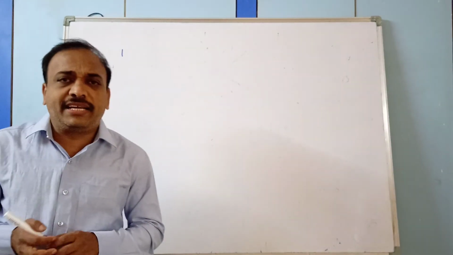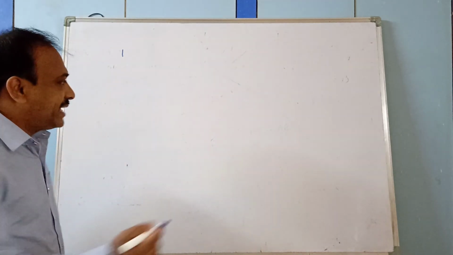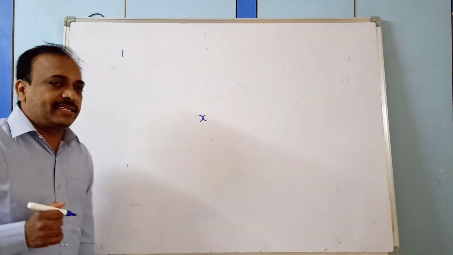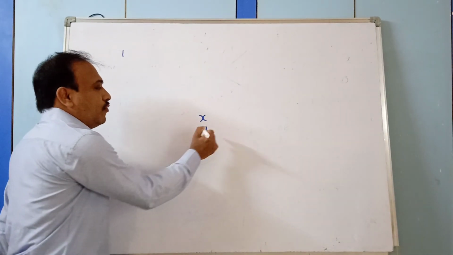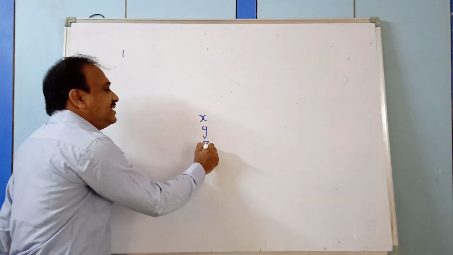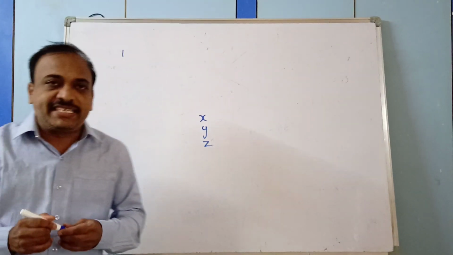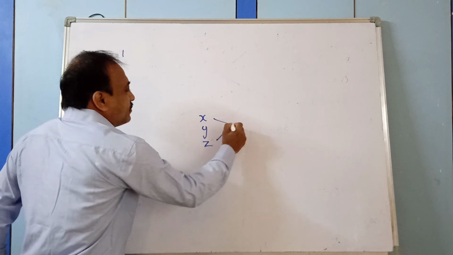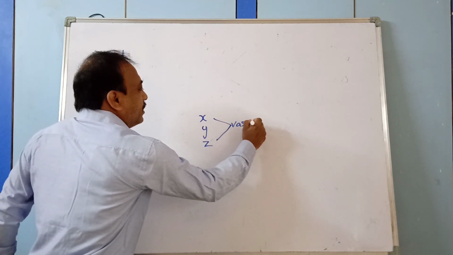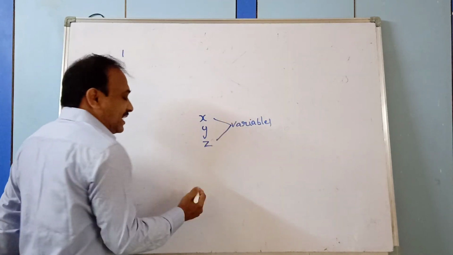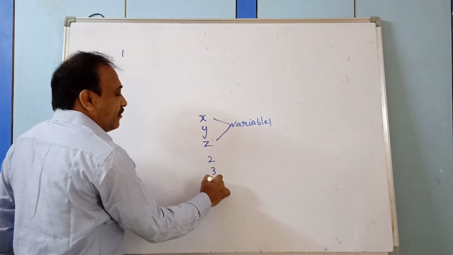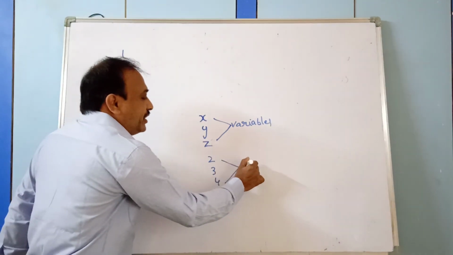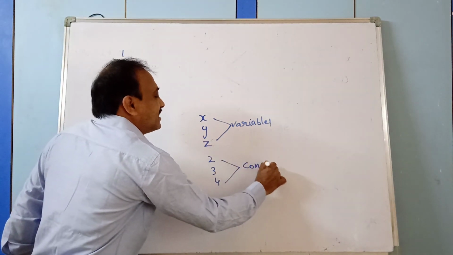Now we are going to learn the other part. You see here, what is this x, what is this y, what is this z? So x, y, z, these are called variables, right? Next, 2, 3, 4, these are all constants.